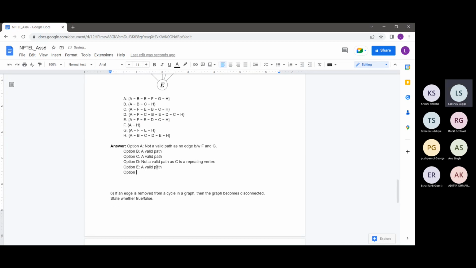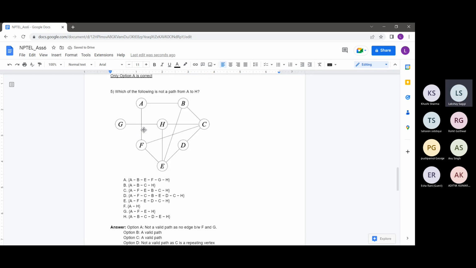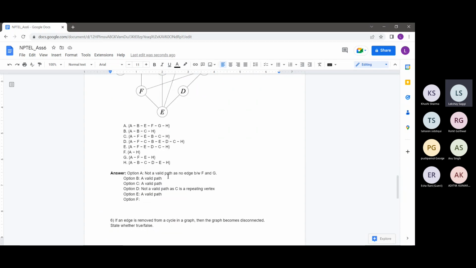Going to option F. So in option F, it just says AH, but we can't go from A to H directly since there is no edge between A and H, right? So not a valid path. I hope it's clear. Not a valid path, as there is no edge between A and H.